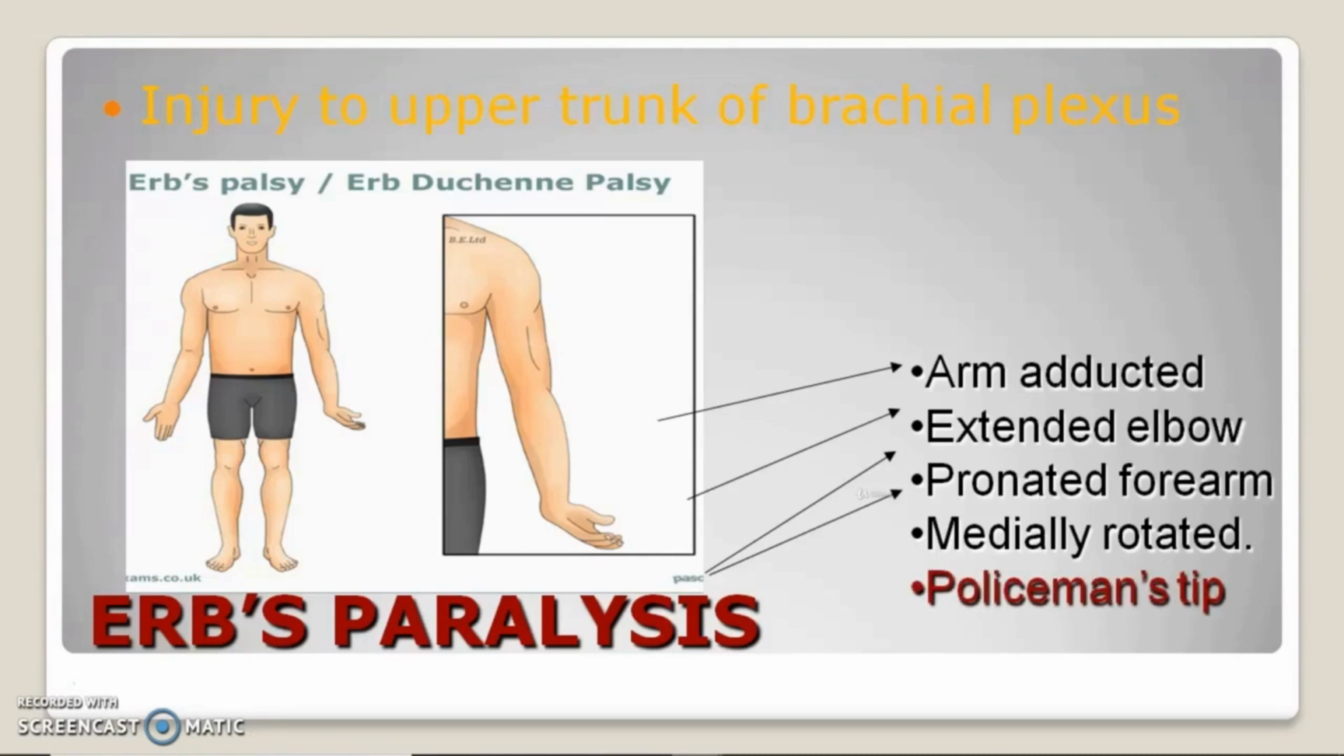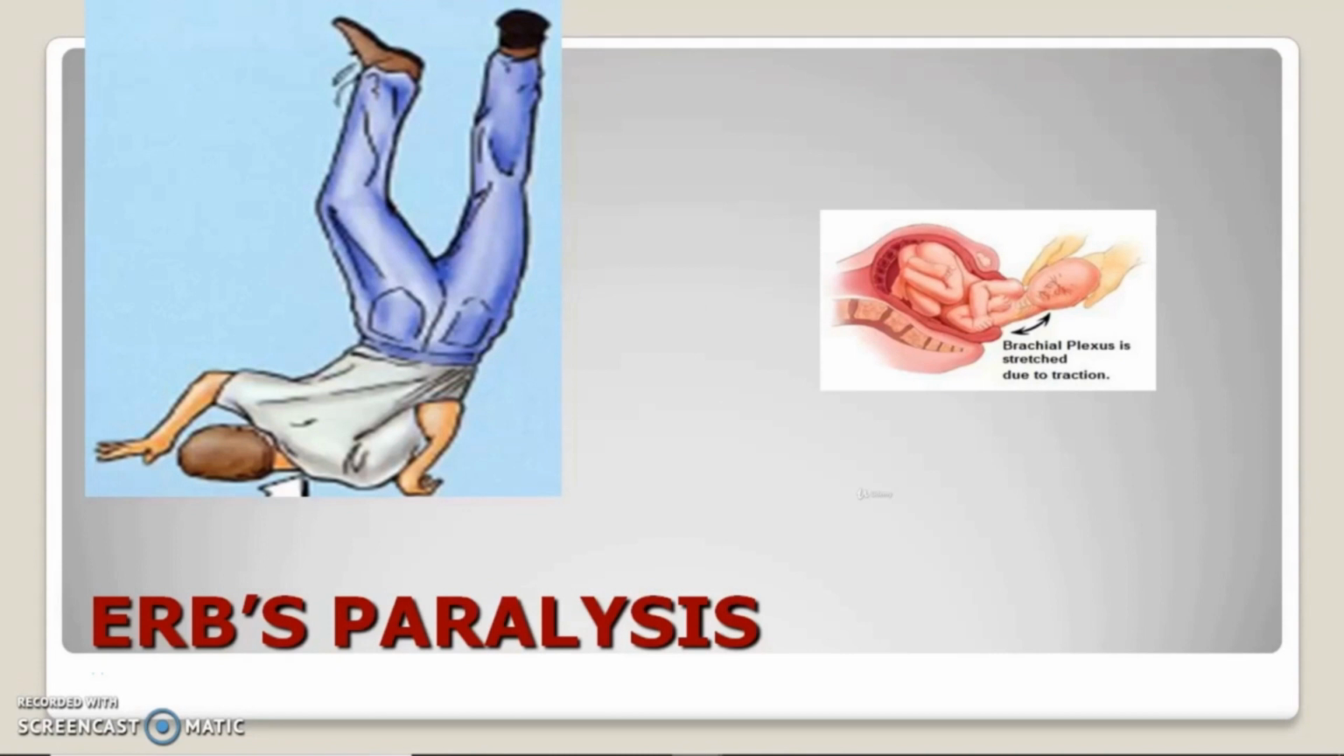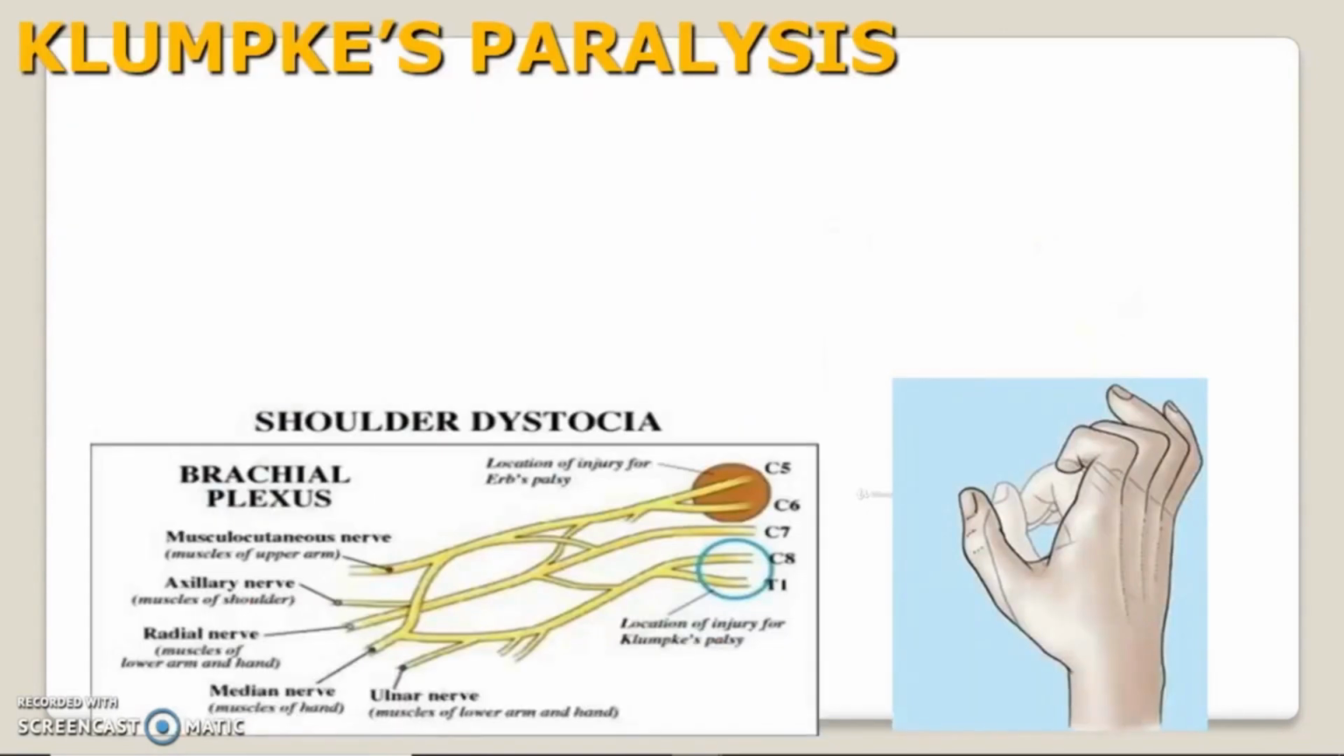So these are the conditions that will happen for an Erb's paralyzed person where injury to upper trunk will happen. This condition is otherwise known as policeman's tip. So policeman's tip condition is nothing but Erb's paralysis, and this will happen during fall from a building, and during delivery also, if it is stretched in the neck region while taking due to traction, this will lead to Erb's paralysis. Now we will see about Klumpke's paralysis.